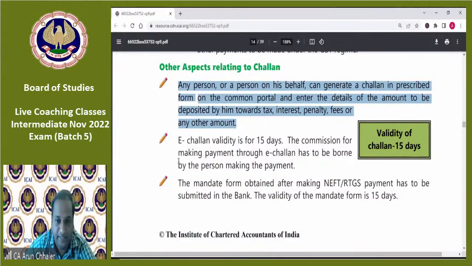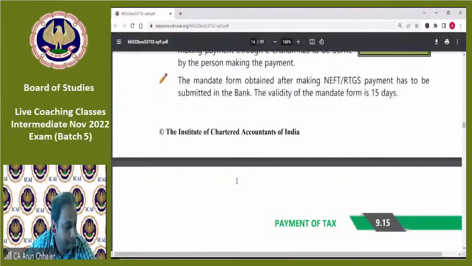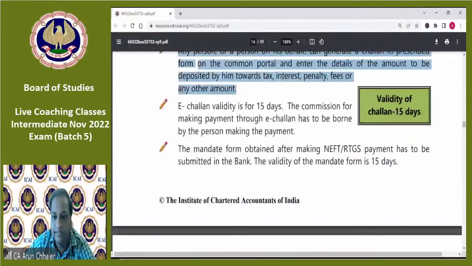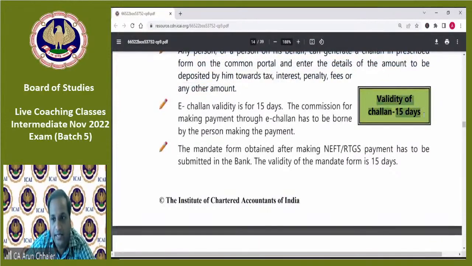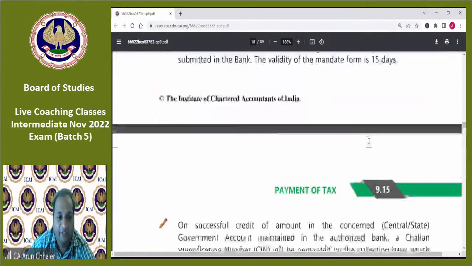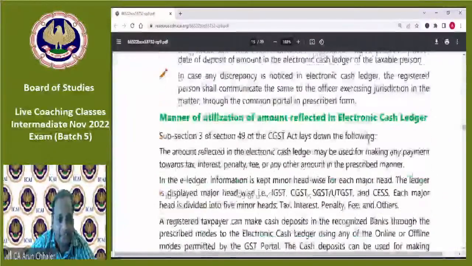Clear? I hope it is clear. So the validity: if I have generated the challan, I have to pay the same within 15 days.